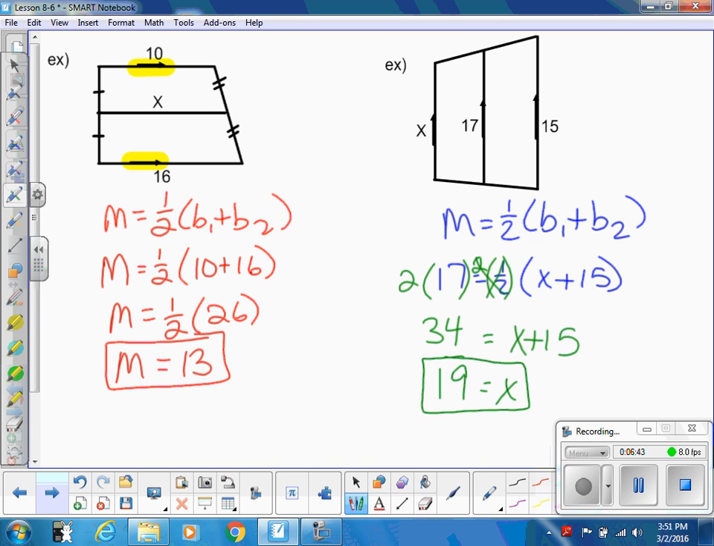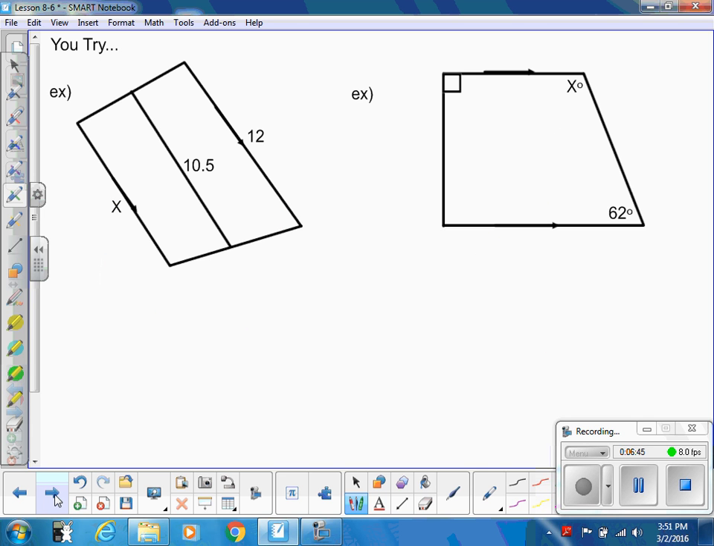Okay? So, if you want, at this time, hit pause, try these couple problems, and then hit play and see if you get them right.